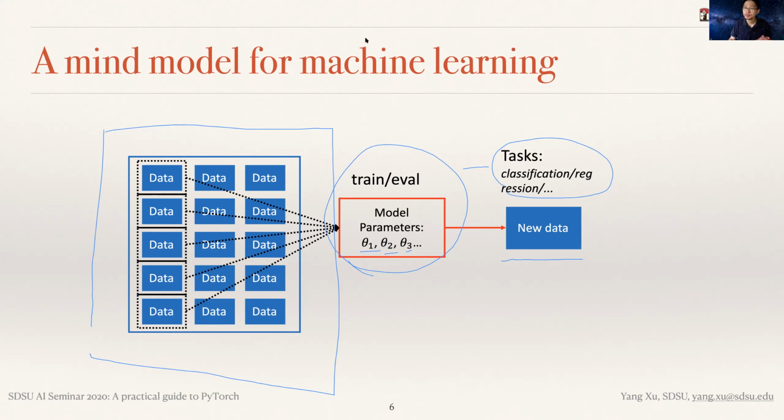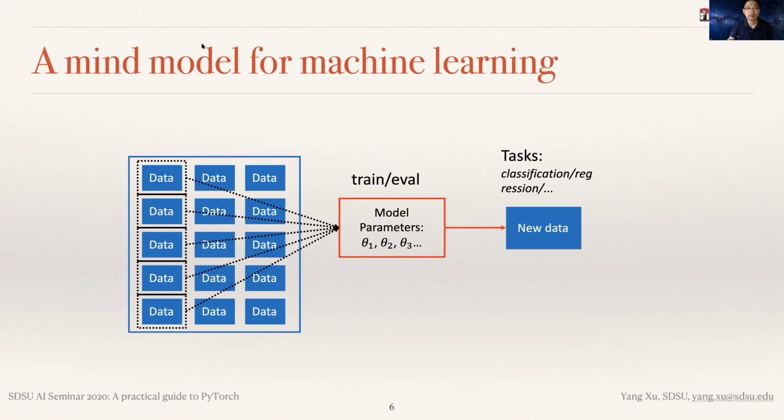So a good machine learning programming framework should provide help to all steps that are included in this pipeline or mind model of machine learning. First of all, the first thing we can think of is how we represent the data, how we load data into computer memory, right? How we represent the data with some data structure. So we need to use tensor.